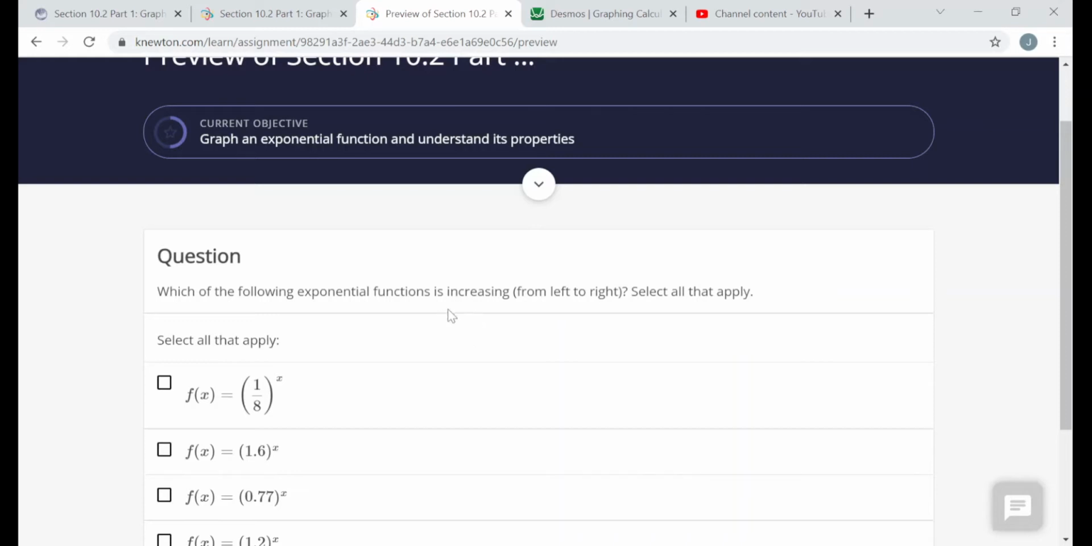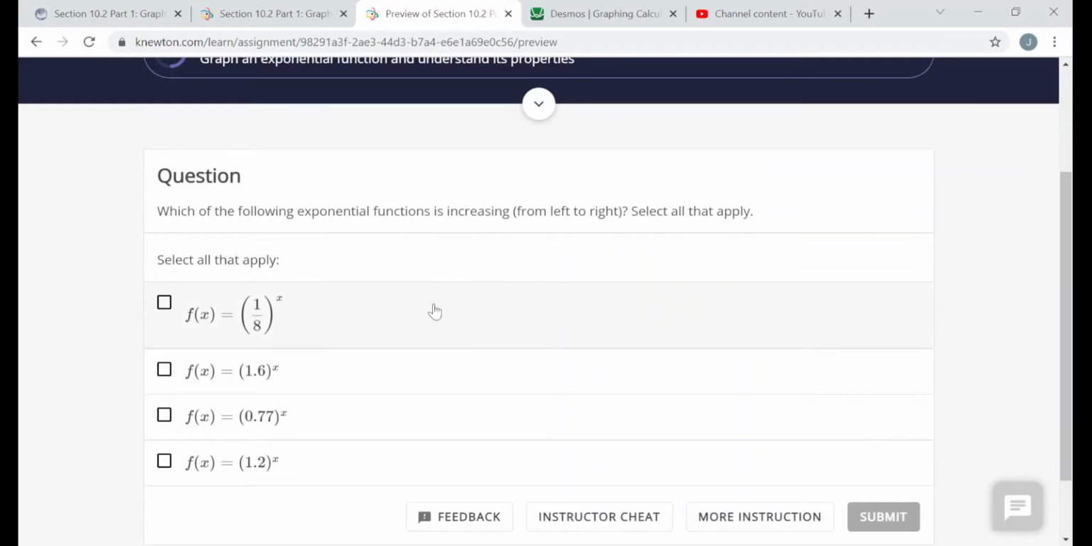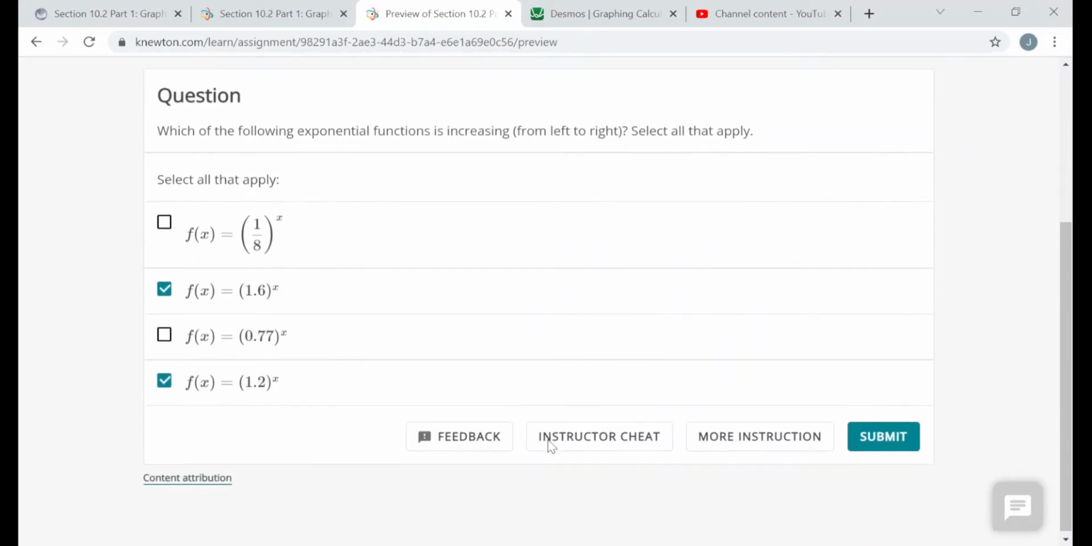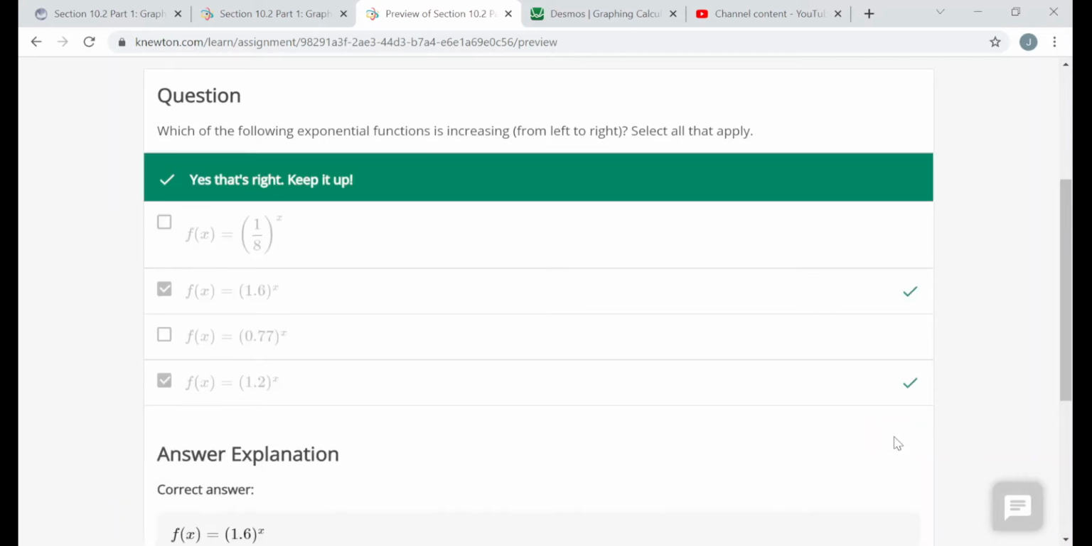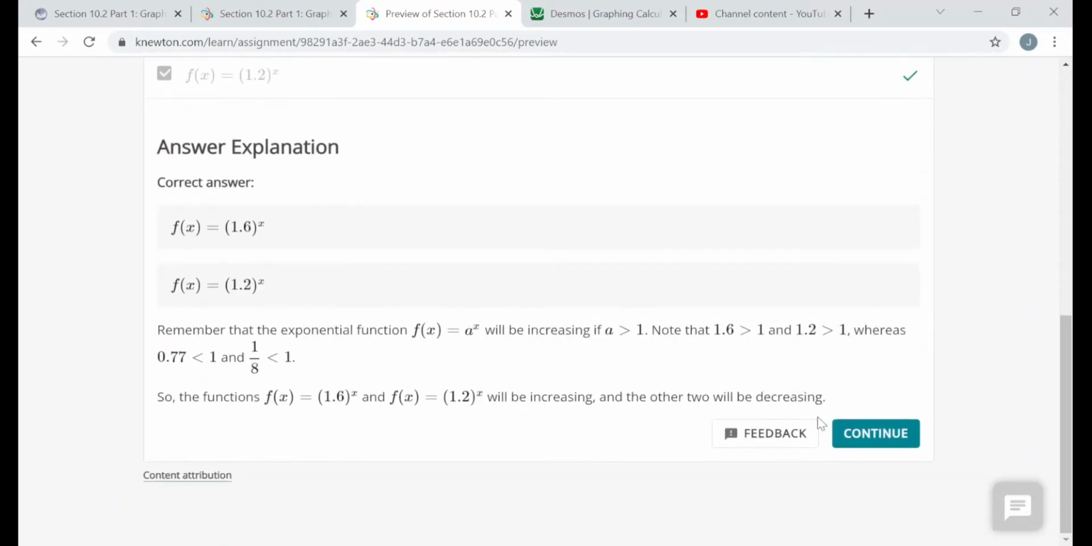But yeah, another one where they're asking which of the following basic exponential functions is increasing. So I'm looking for a base that's greater than 1. So 1.6 to the x and 1.2 to the x. Those are the only ones with a base bigger than 1 to the x power. Those will be increasing from left to right. Okay.